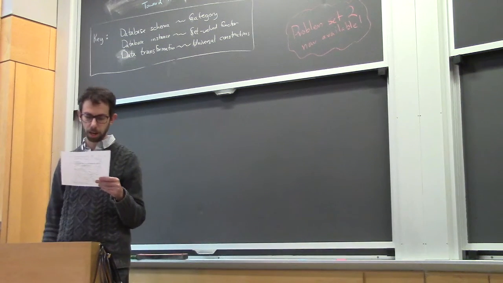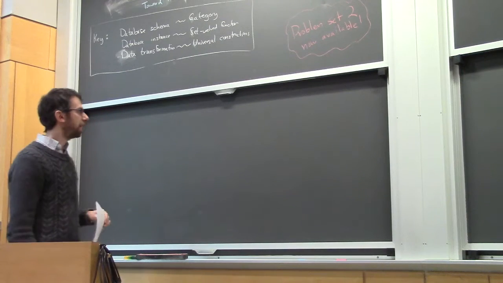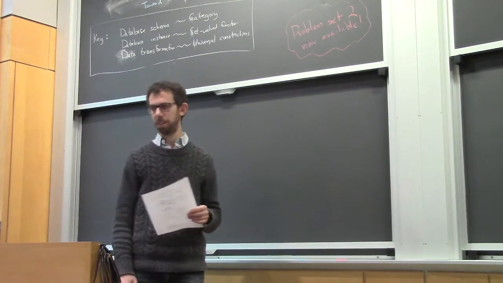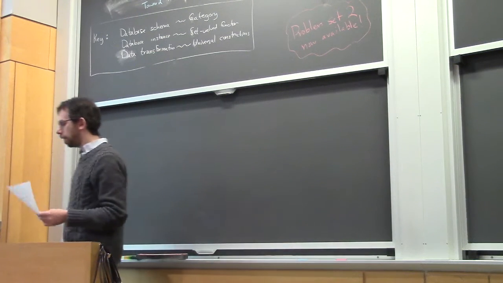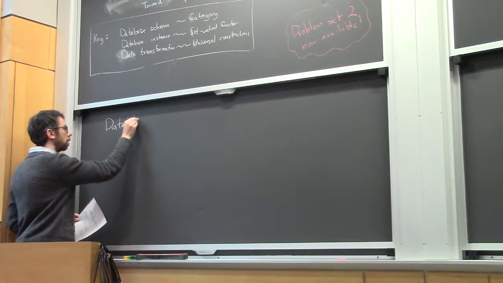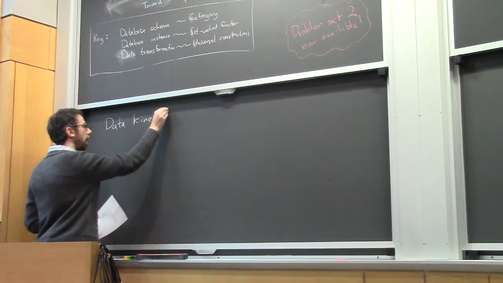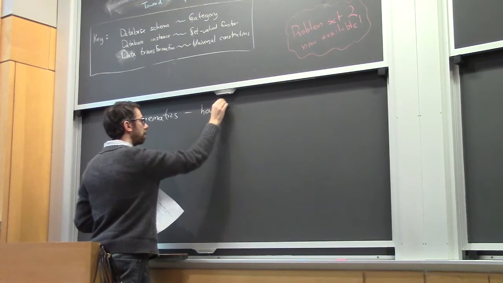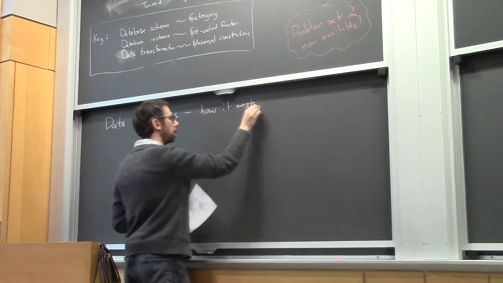Okay, so that's kind of the setup. The next layer, slightly less philosophical maybe, but still kind of philosophical, is I want to think about what I call data kinematics. And that is that data does two things: how it rests and how it moves.